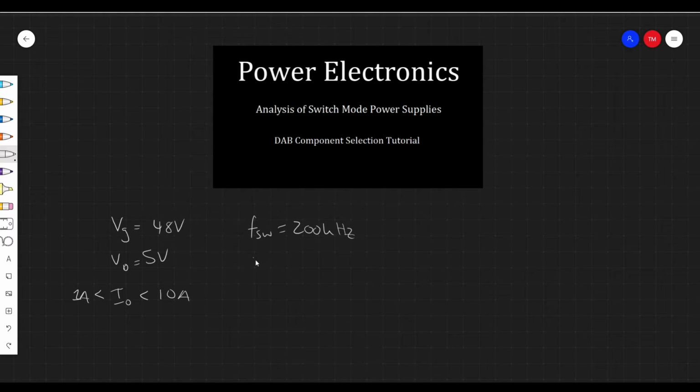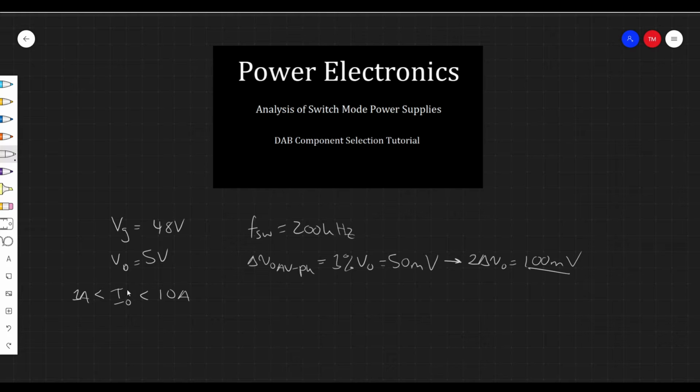And finally, we have a constraint on the maximum output voltage ripple, right? So what I'm describing here is the average to the peak, right? So the middle to the top, or the middle to the bottom. And we're going to say that this is 1% of the output voltage, which is 50 millivolts. And then what this translates to in terms of the peak to peak, so we say 2 delta V out, that is 100 millivolts. So this is basically going to help us determine what the output capacitor should be.